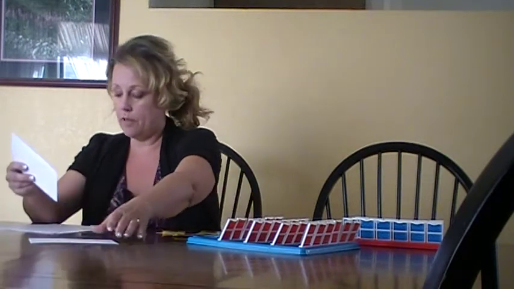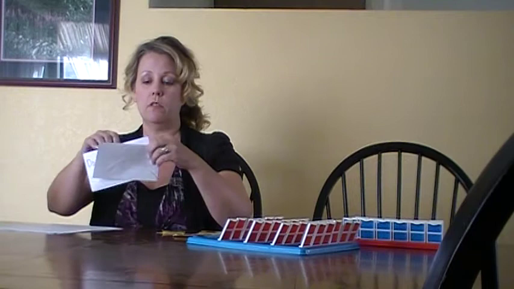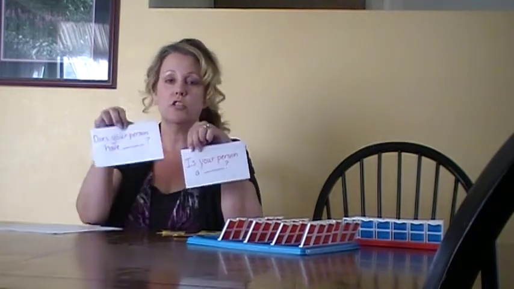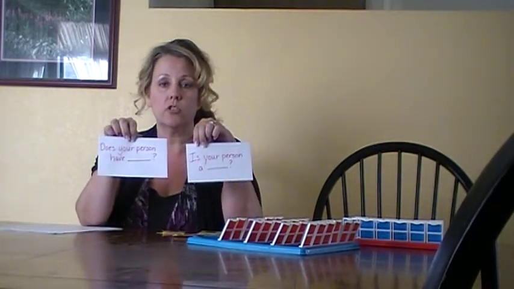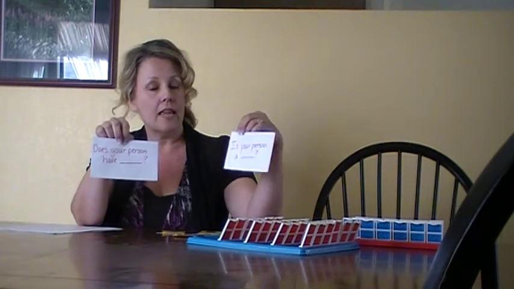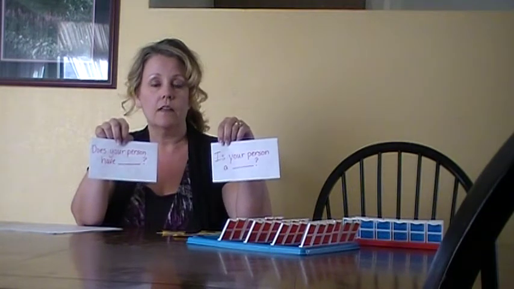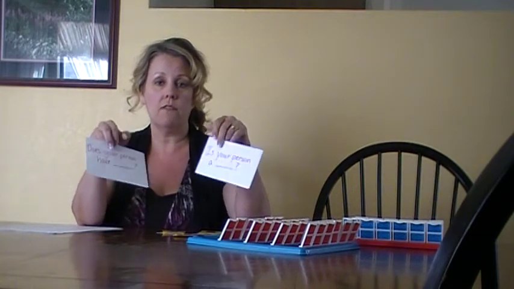So those are what we're going to be working on, and I'm going to have 2 cards with those appropriate forms on the table. This one will say, does your person have, and then a question mark. And this one's going to say, is your person a, with a question mark. So if the child's having problems, then I can just tap the appropriate card and help them to remember the correct way to say the question. We will practice those 2 forms before beginning the game.